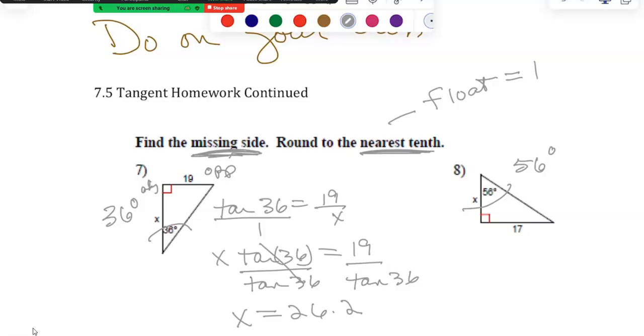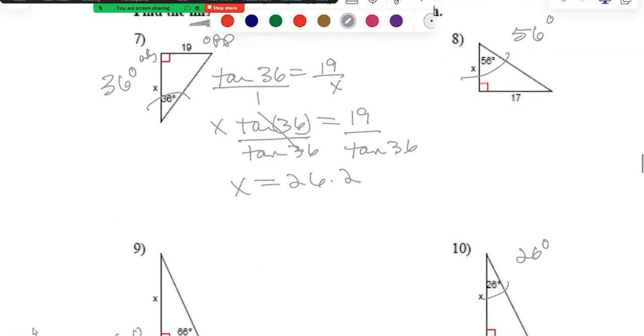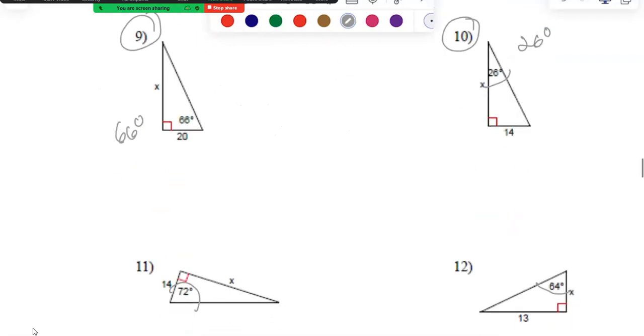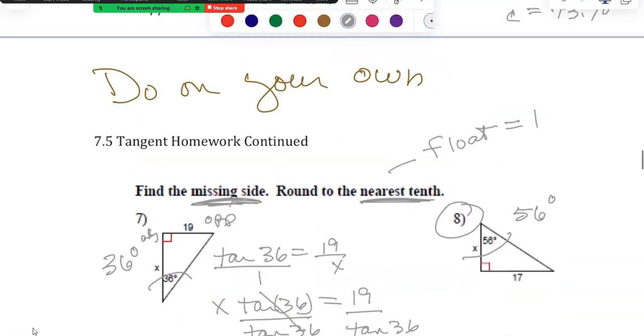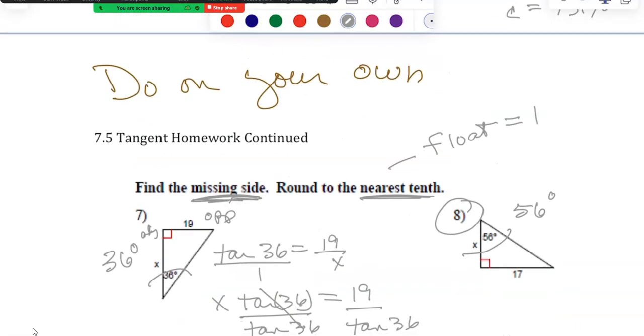Okay, follow that model and solve 8, 9, 10, 11, and 12. So post this page for your homework. Okay, thank you for listening.